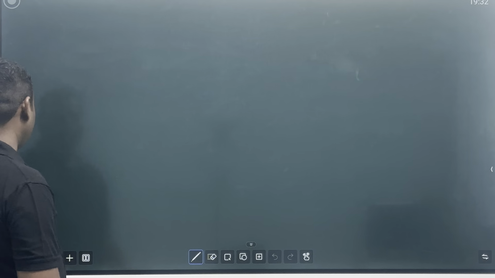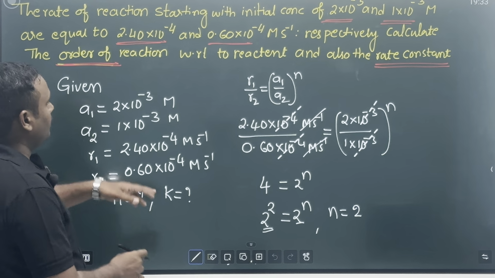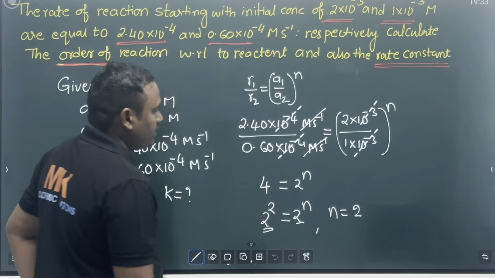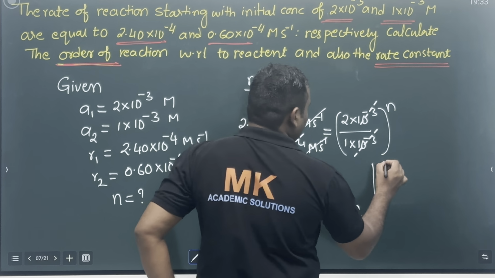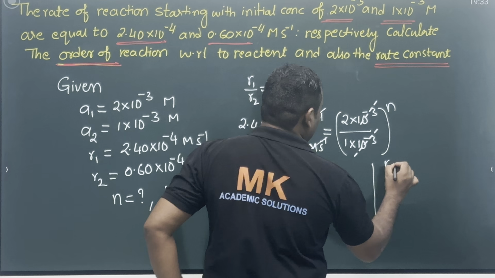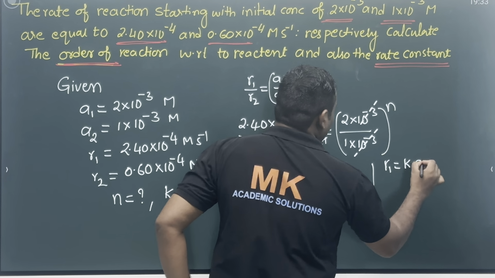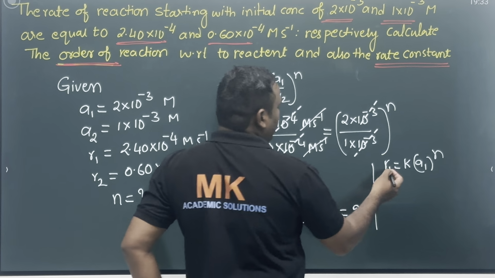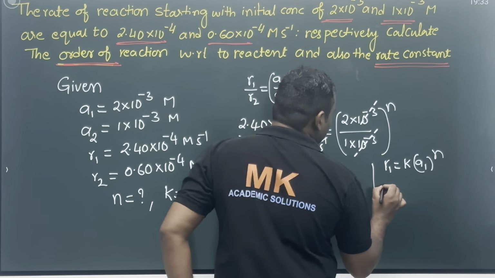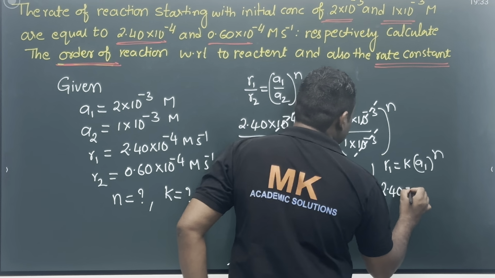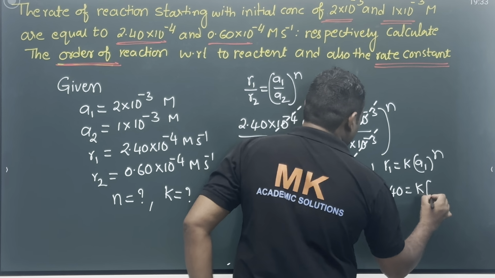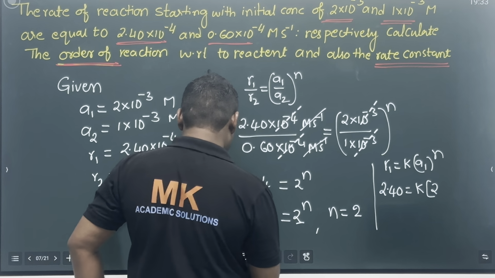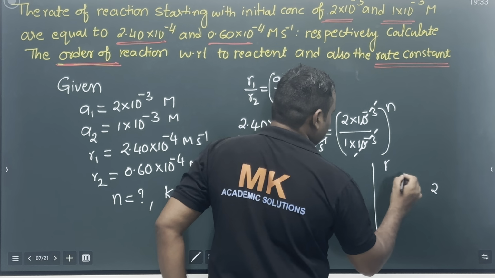And the next, what they are asking next here, rate constant value also they are asking. So the rate constant value, simply we can do, rate R1 is equal to k into A1 power n. So this formula you use. So what is the rate? 2.40, that is equal to k into, what is A1? 2 into 10 power minus 3. Okay, we'll do it on the next page.